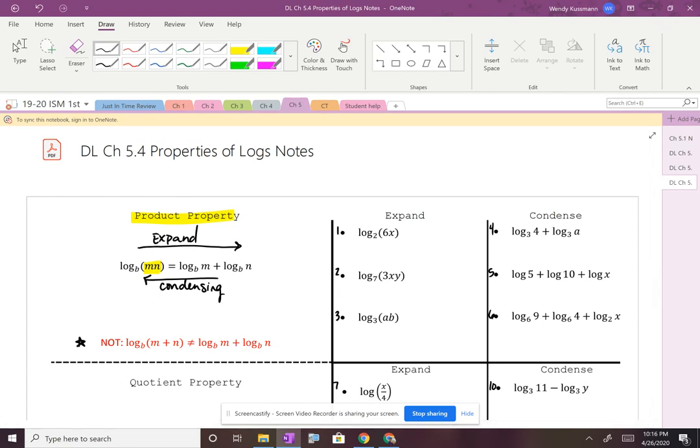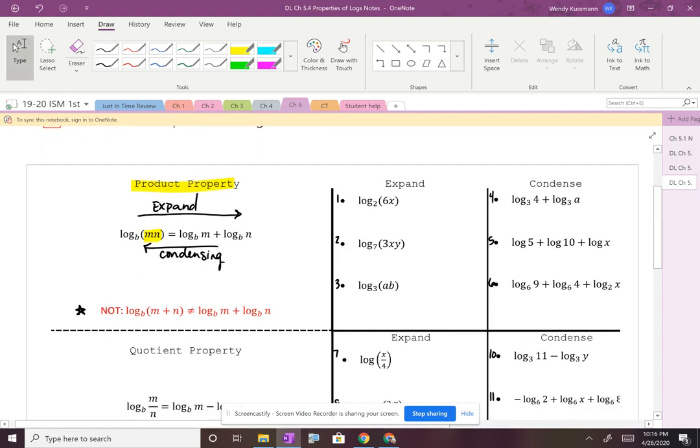So let's look at example 1 here. I've just gone through and labeled all of them in order. You don't have to do that. It just makes things a little easier for me. So first example, log base 2 of 6x. You can expand this into 2 different logarithms, which will help us in our next lesson, which is solving logarithmic equations. So expanding this is multiplication in the argument. That means you can expand this into 2 logs that are added together. So log base 2, the base still stays the same, of 6 plus log base 2 of x. That's it. That's all they're asking you to do.